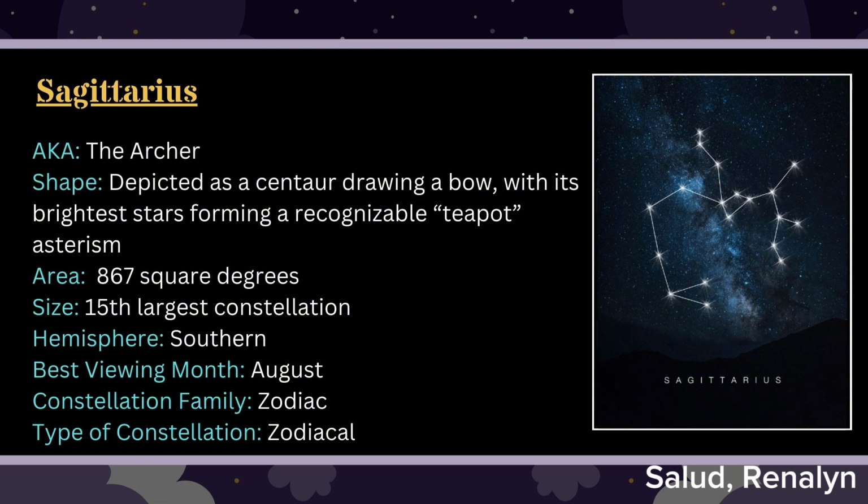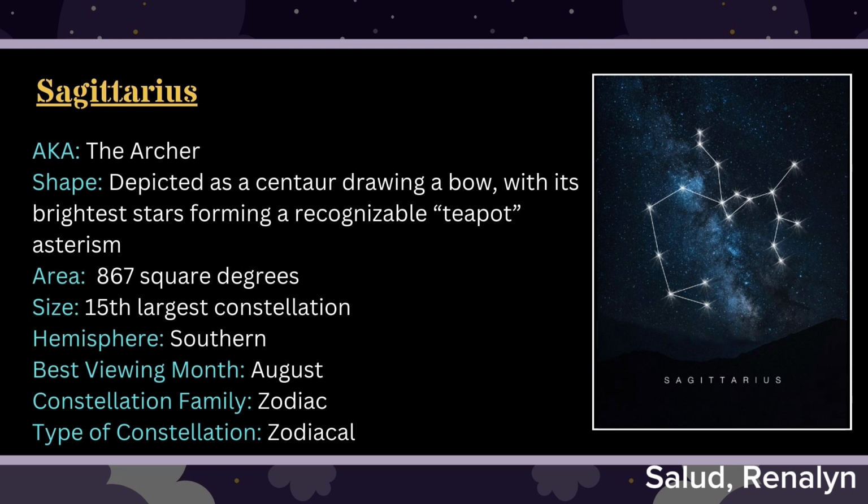Sagittarius or the archer, which is depicted as a centaur drawing a bow with its brightest stars forming a recognizable teapot asterism. It is 867 square degrees as its area, 15th largest constellation found in the southern hemisphere, with the best viewing month in August.